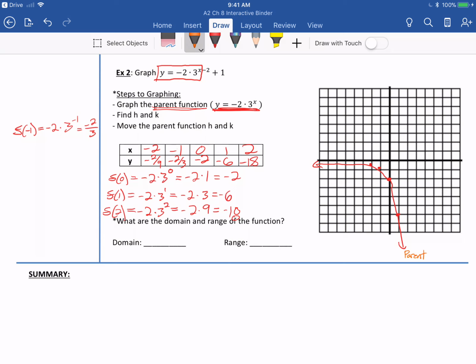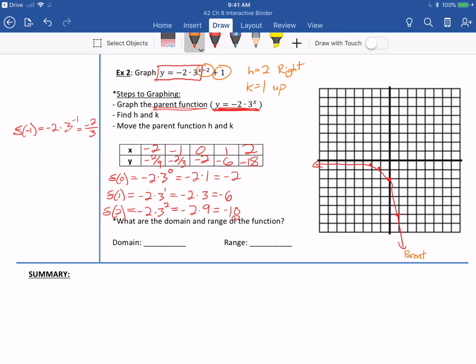I still have to move this guy up, down, left, and right. So I notice here that my h is going to be 2, and my k is going to be 1. Remember how your h is the opposite of what it looks like, and your k is what it looks like. So this means I move right 2, because my h moves it horizontally, so that's left and right. And my k moves it vertically. That's just how I like to remember it. And this moves it up 1. So now every single point I need to move right 2 and up 1.